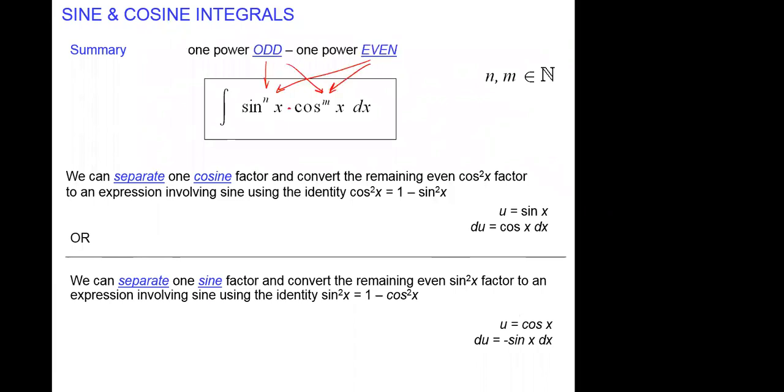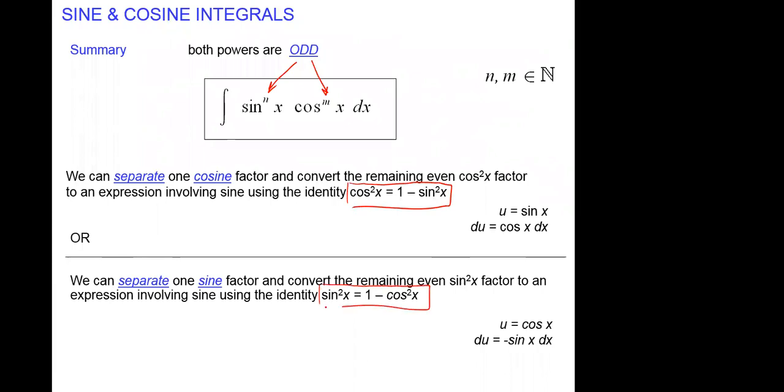Okay, I have another slide. If both of the exponents are odd, this is odd and this is odd, you can see the same steps: U substitution, sine of x or cosine of x. And the rest of them, we will need the Pythagorean identity to rewrite, but let's put this in action.